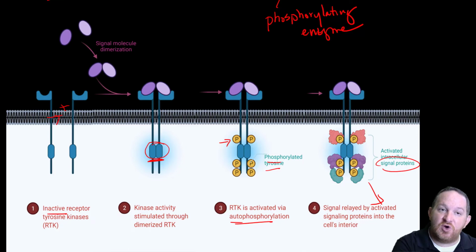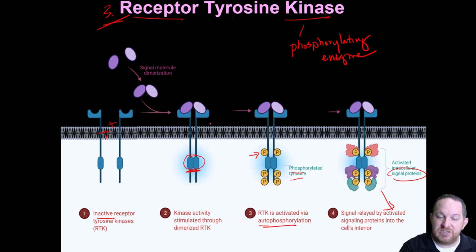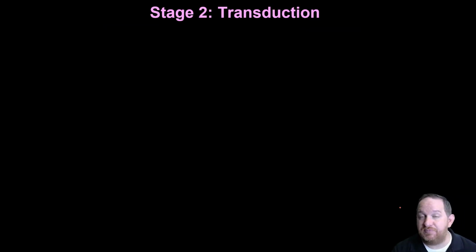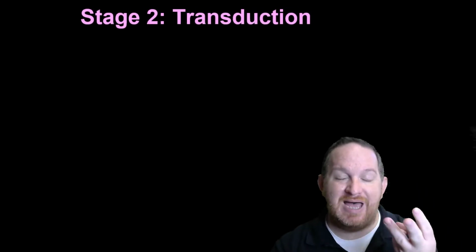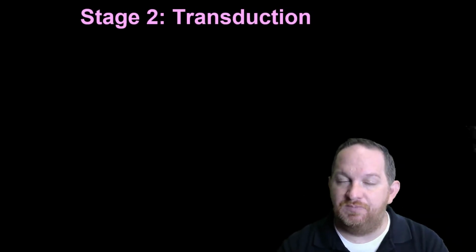So this is the third type of receptor that I'm going to talk about. Receptor tyrosine kinase. It works by taking these two singular units, bringing them together when the ligand binds, which then starts this phosphorylation, which sends a signal. Okay, so that was all stage one, the three types of receptors. We now want to move into stage two.